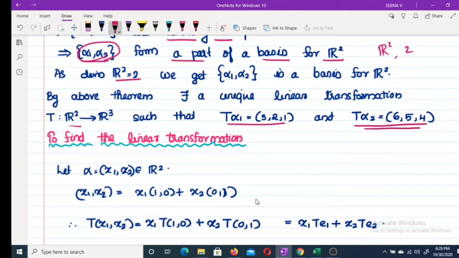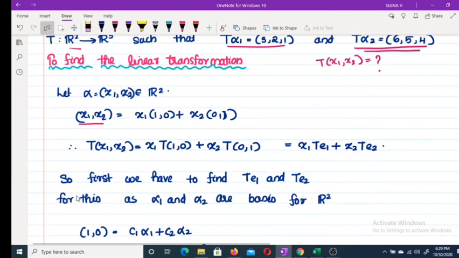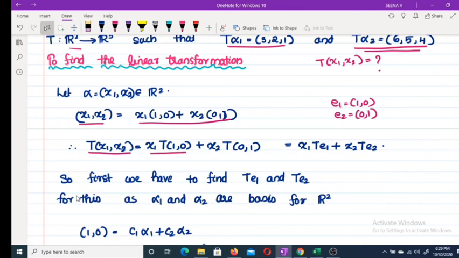Now, one more question is there. We have to find the linear transformation. That is, if you take any x1, x2 belonging to R2, what is T of x1, x2? Any x1, x2 in R2 you can write like this, where E1 is equal to 1, 0 and E2 is equal to 0, 1, the usual standard basis. Since T is a linear map, you can write T of x1, x2 as x1 T of 1, 0 plus x2 T of 0, 1. So if you find the values of T of 1, 0 and T of 0, 1, then clearly we get T of x1, x2.